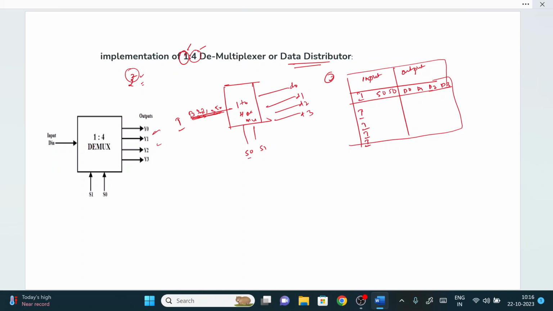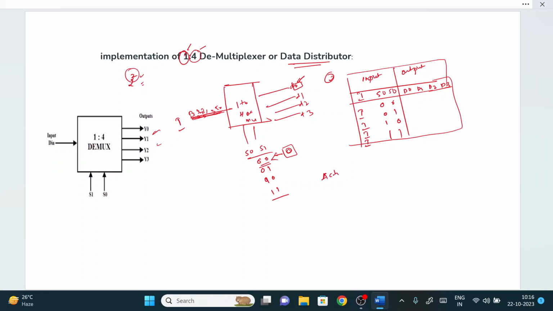Now how many selection lines do we have? 2. How many possibilities will we get? Either 0 0, 0 1, 1 0 or 1 1. So I am writing these possibilities. Now when the selection line value is 0 0, what is our output value? 0 0 means 0, which means that D0 will be activated. Think of D0 in terms of the decimal number. So D0 will be activated.